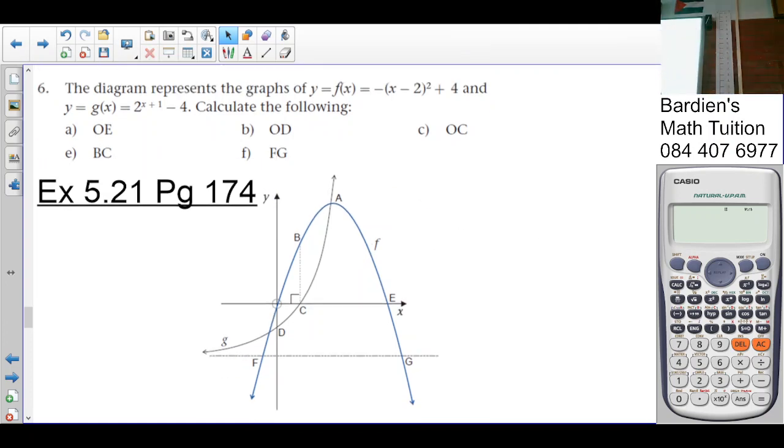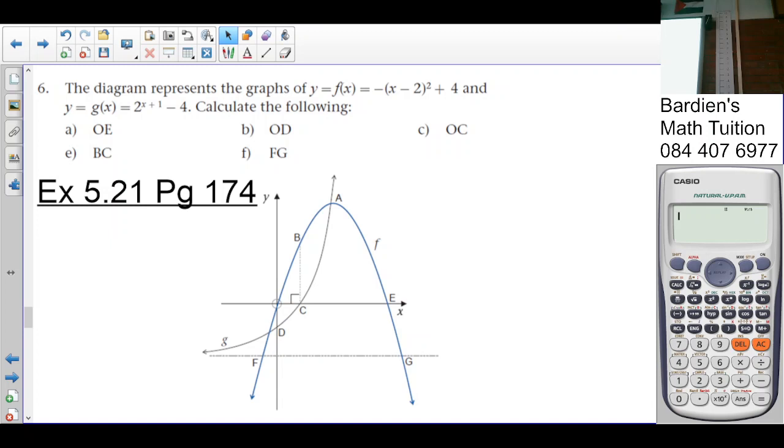Okay, so the diagram represents the graph of y is equal to f of x equal to negative open bracket x minus 2 squared plus 4. That's the parabola graph with the turning point at (2; 4), which we can read off from this graph. And y is equal to g of x equal to 2 to the x plus 1 minus 4. That's your exponential graph with the horizontal asymptote, going through the y value of minus 4. The equation of that asymptote is y is equal to minus 4.